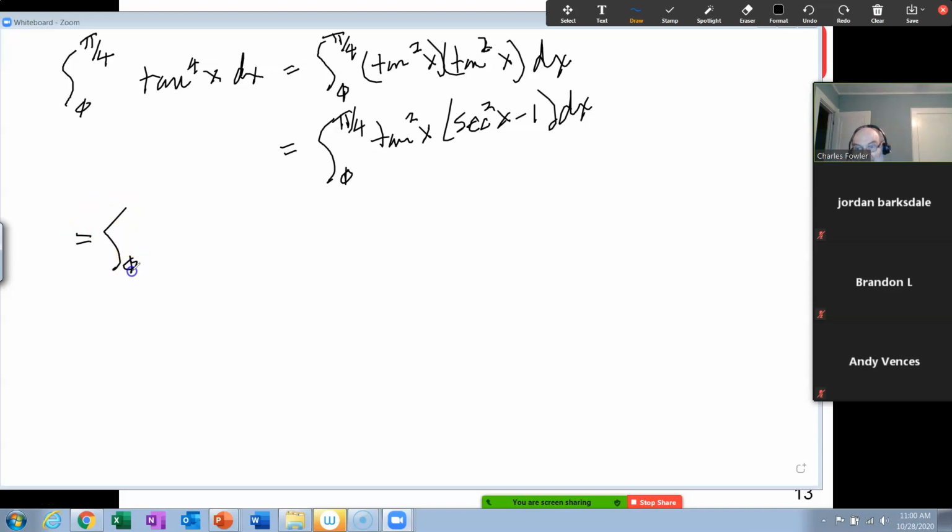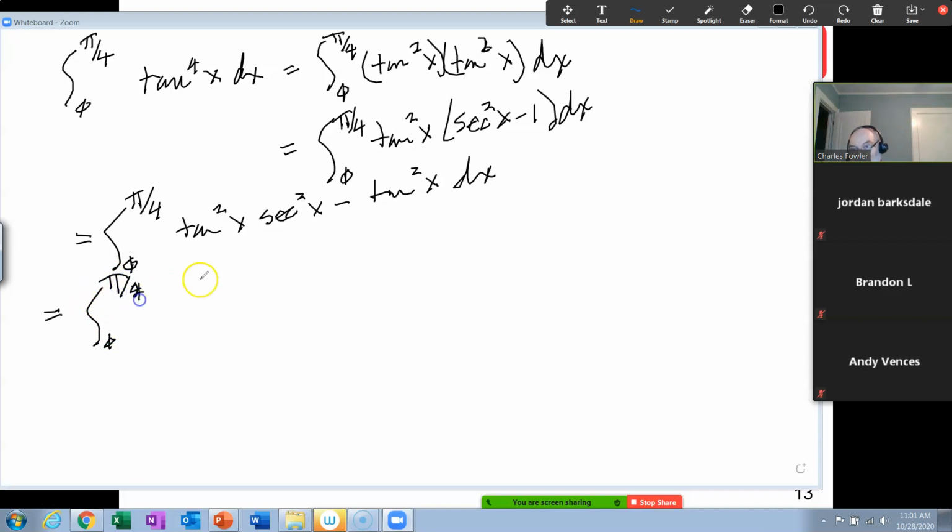All right, now we're going to expand that. This will be the integral from 0 to pi fourths. Okay, now the first one of these is tangent squared x times secant squared x minus tangent squared x dx. We just distributed this way. Okay. Now, how did that help us? Well, this part right here, we can use substitution because the derivative of tangent is secant squared. Okay, so let's expand that a little bit here. Integral from 0 to pi fourths.